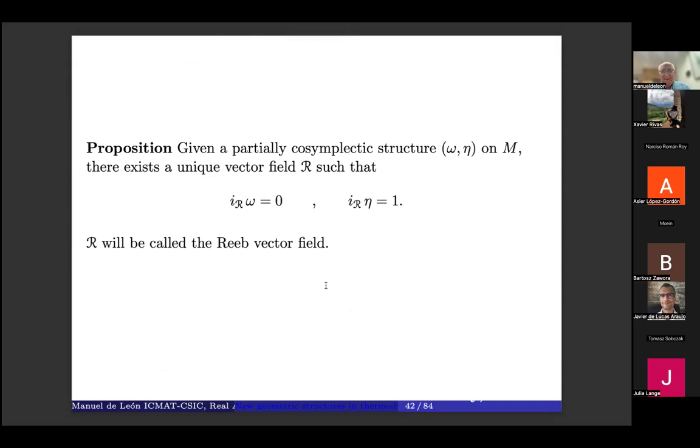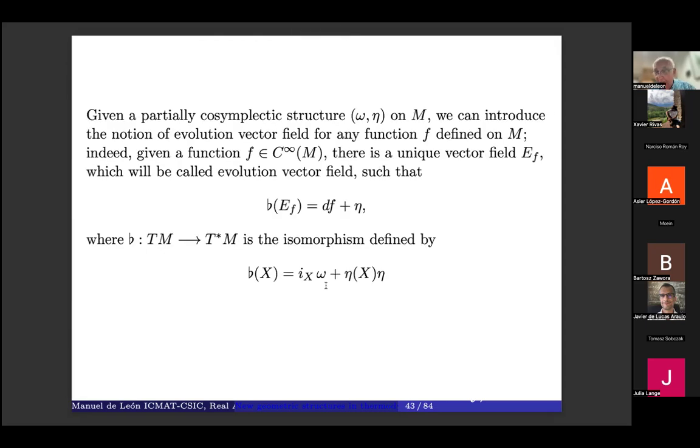Just immediately. Even if eta is not closed, we can obtain a Reeb vector field. It's the same definition. Of course, we don't have Darboux coordinates because eta is not closed. But we can define similar things to the cosymplectic and the contact case. We can define the evolution vector field for any function in this way, because this mapping from tangent vectors to covectors, this bemol, is an isomorphism.